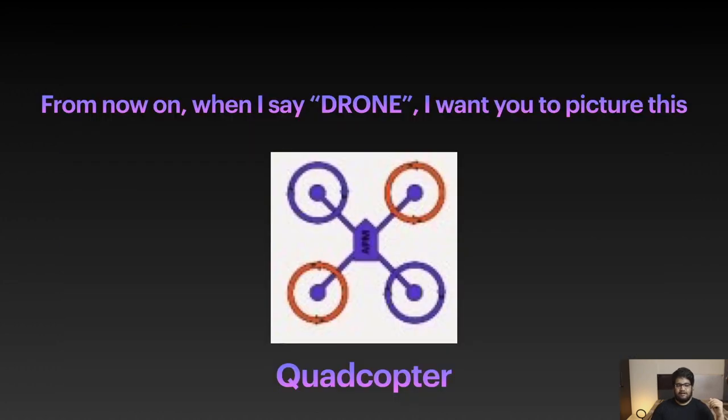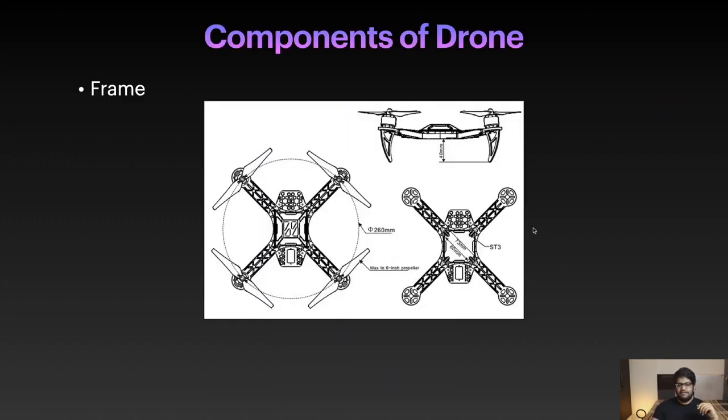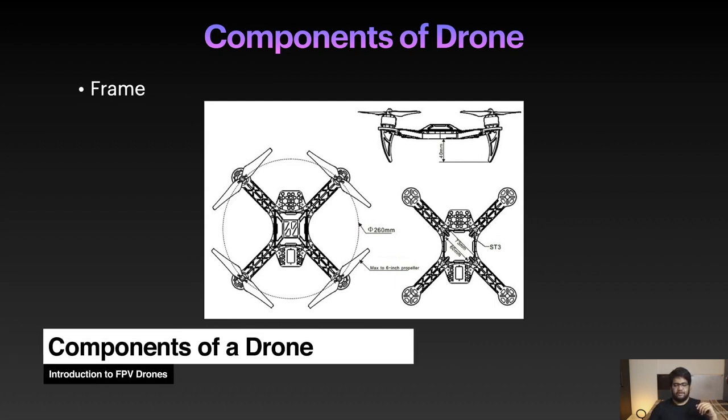So one thing I want you to do is, from now on, whenever I say drone, I want you to picture this quadcopter with four motors, two of them rotating clockwise, two of them rotating anti-clockwise. Because if we keep saying UAVs and drones and you keep imagining airplanes and helicopters and whatnot, it will become very difficult for us to be on the same page. So from now on, whenever I say drone, I want you to picture this quadcopter and we will be good to go.